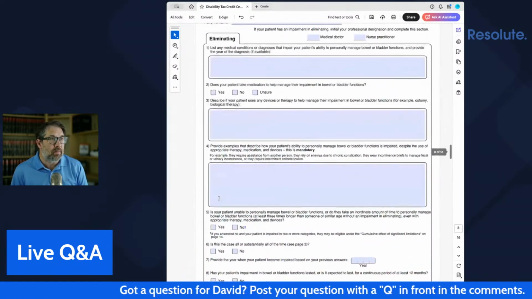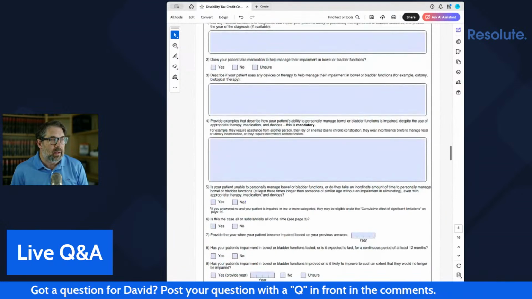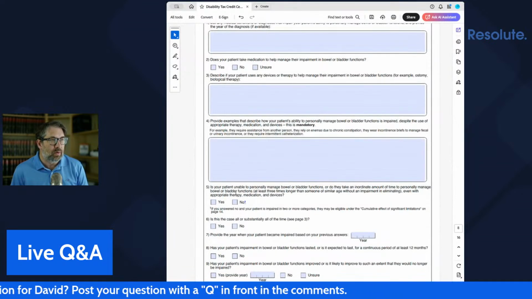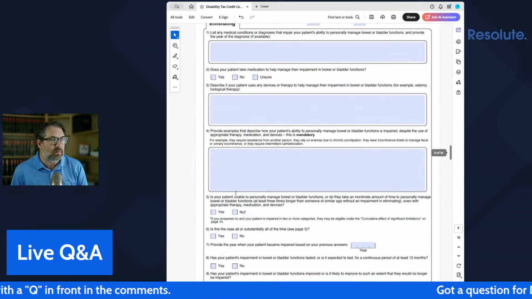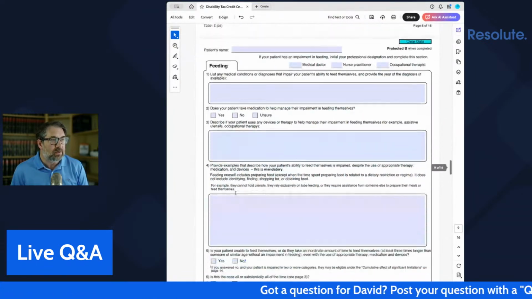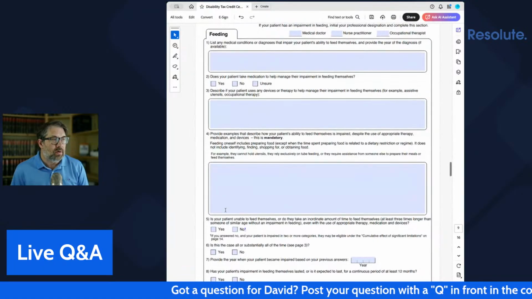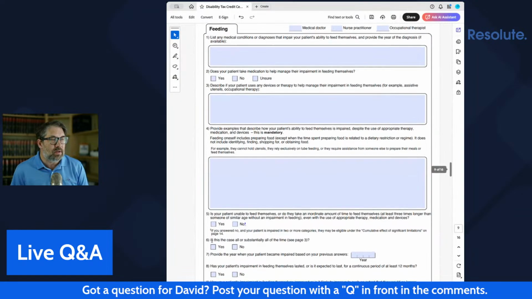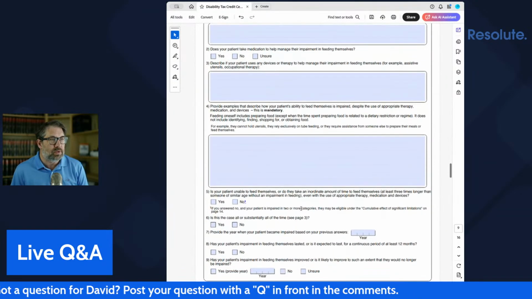Eliminating, so this would be bowel and bladder. And again, if you are unable to personally manage those by yourself, that is when you could be approved for the disability tax credit. Feeding is literally feeding yourself. So if you are unable to feed yourself, or you take an inordinate amount of time to do so, then you could qualify for the disability tax credit.